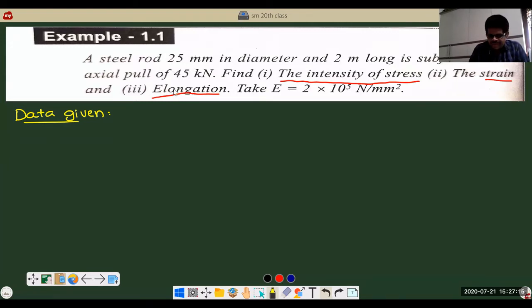A steel rod 25 mm in diameter. So there is a steel rod like this. Okay. So this is a steel rod. So its diameter.